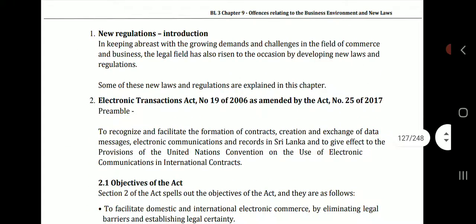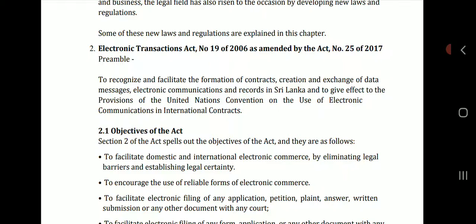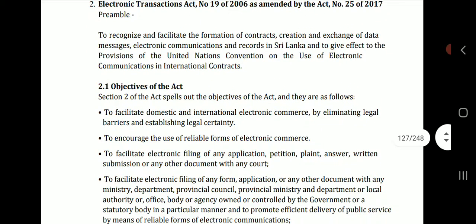First of all, we have new regulations. In the field of commerce, things are getting new, and new laws are getting amended every year or so. So we have the Electronic Transaction Act number 19 of 2006, amended in 2007 as Act number 25, to recognize the formation of contracts and the creation and exchange of data messages and electronic communication in Sri Lanka, and to give effect to the provisions of the UN Convention on the use of electronic communications in international contracts.